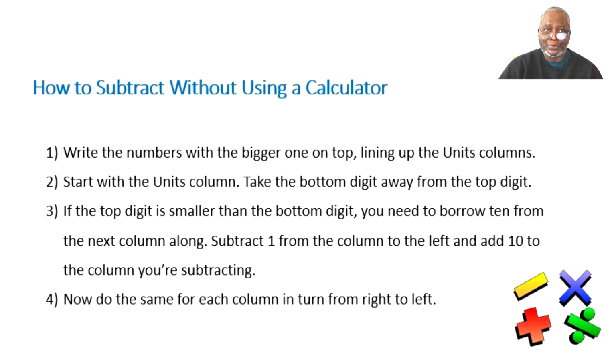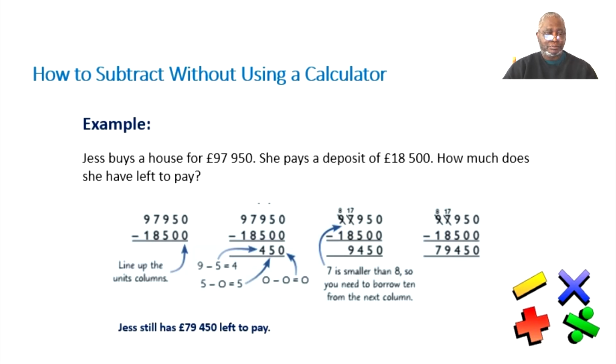Let's look at the example. Again, don't be put off by the amount of reading you have to do. You just have to be patient and be diligent about it. Jess buys a house for £97,950. She pays a deposit of £18,500. How much does she have still to pay?